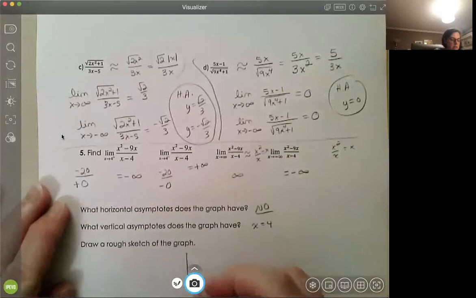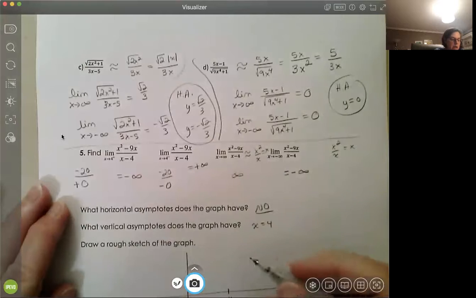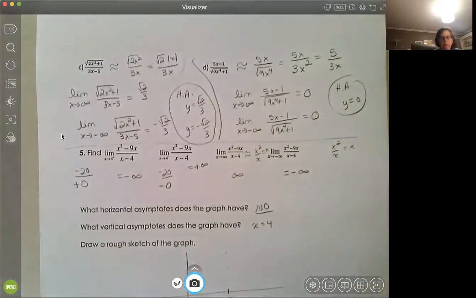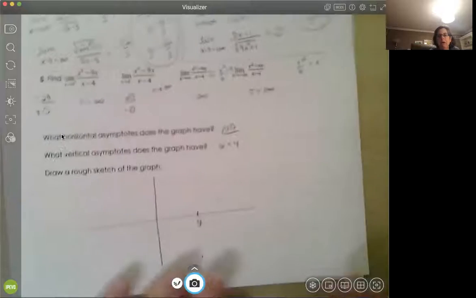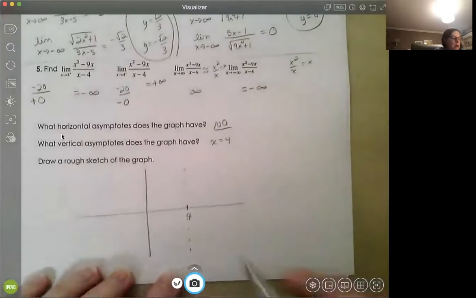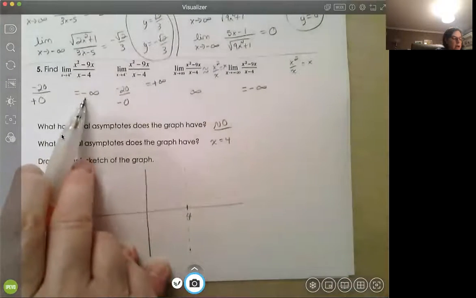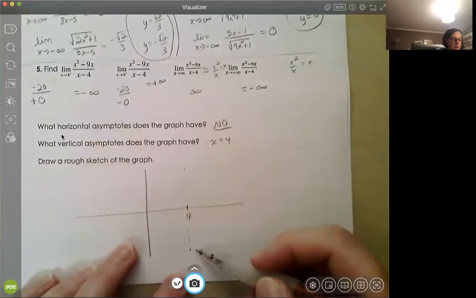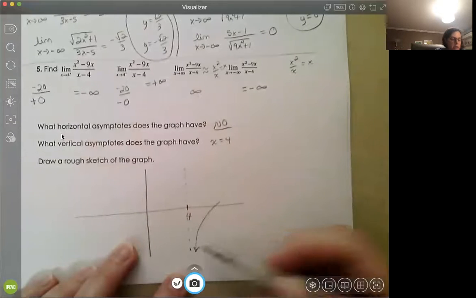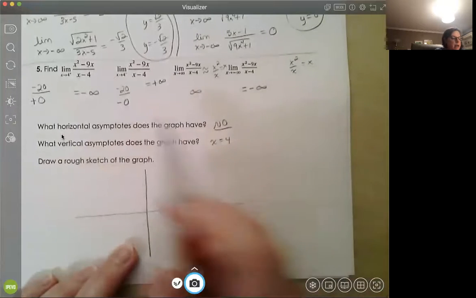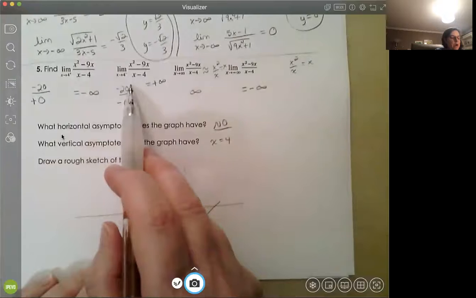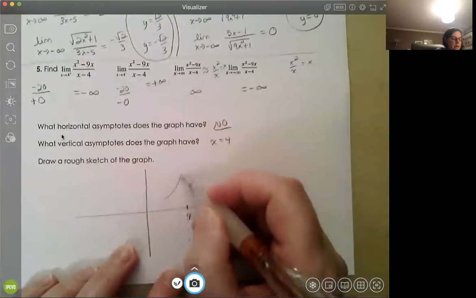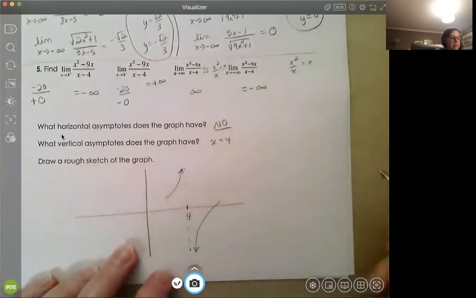We can use this information to do a quick sketch of the graph. All right, here at 4, I'm going to have an asymptote. I'll draw that in. As I approach 4 from the right, it should be going to minus infinity. So I know which direction. I know it looks something like that. As I approach 4 from the left, it should be going to positive infinity. So I know it should be something like that.